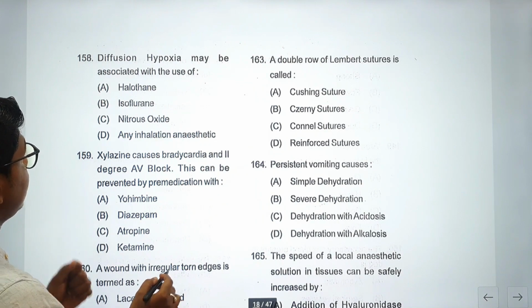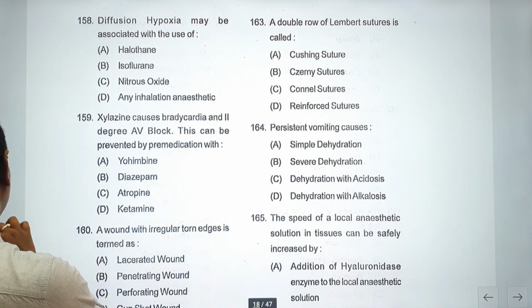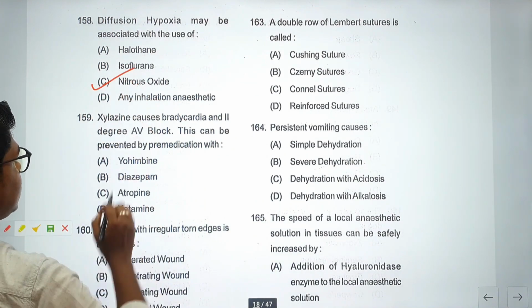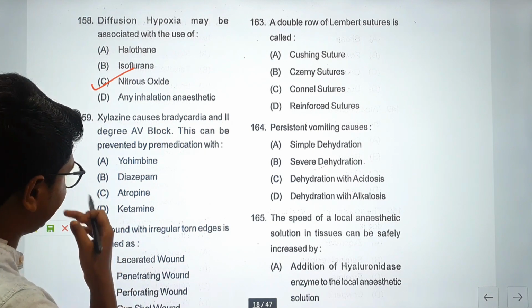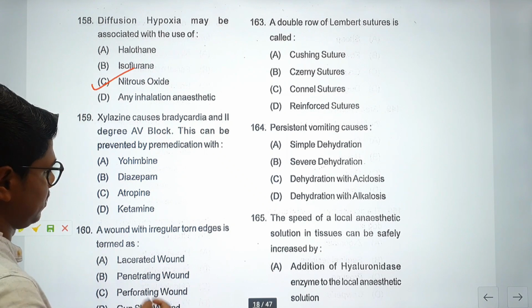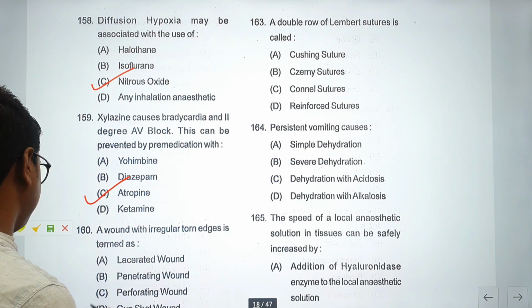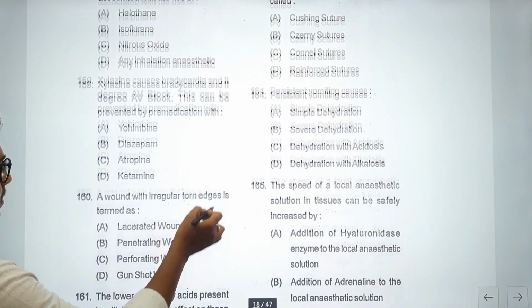158. Diffusion hypoxia may be associated with the use of nitrous oxide. This is a very common question in anesthesiology. The drug causes bradycardia and second degree AV block. This can be prevented by premedication with atropine sulfate. Atropine causes sinus tachycardia. Okay, it opposes the bradycardia caused by the drug.